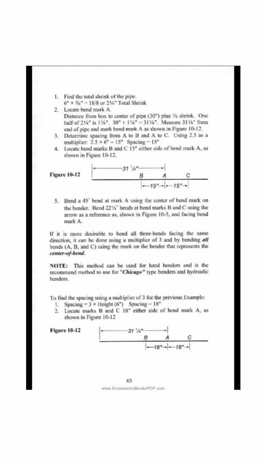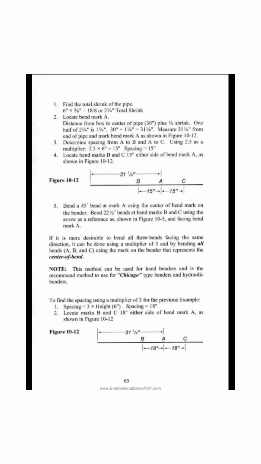3. Determine spacing from A to B and A to C using 2.5 as a multiplier. 2.5 times 6 inches equals 15, spacing equals 15. 4. Locate bend marks B and C either side of bend mark A, as shown in figure 10-12. 5. Bend a 45 degree bend at mark A using the center of bend mark on the bender. Bend 22.5 degree bends at bend marks B and C using the arrow as a reference, as shown in figure 10-5, and facing bend mark A.